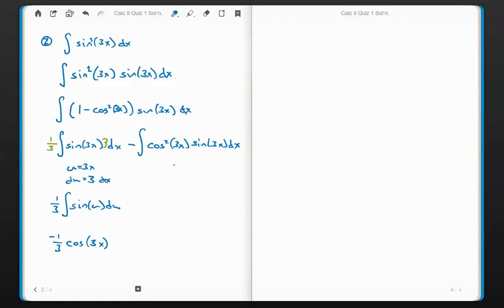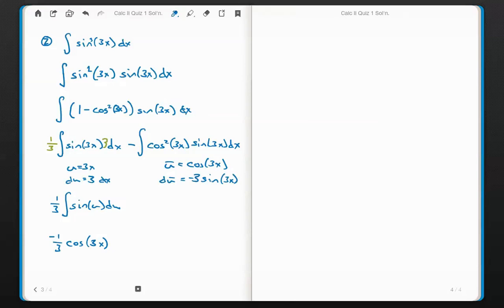Okay. What about this one? Well, I can pick my u over here. I'll do a u bar, just to keep the u's separate. U bar is the cosine of 3x. And the derivative of cosine, so d u bar. The derivative of cosine is negative sine, but there's a 3 in there, so it's negative 3 sine of 3x.